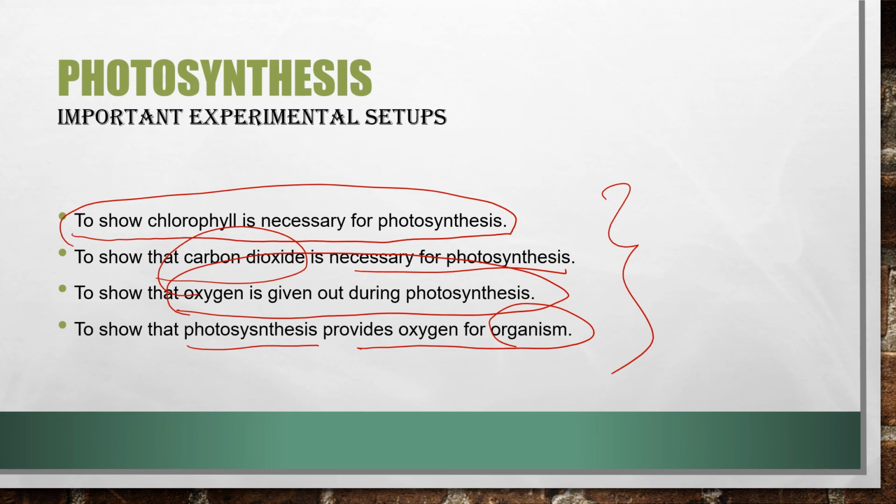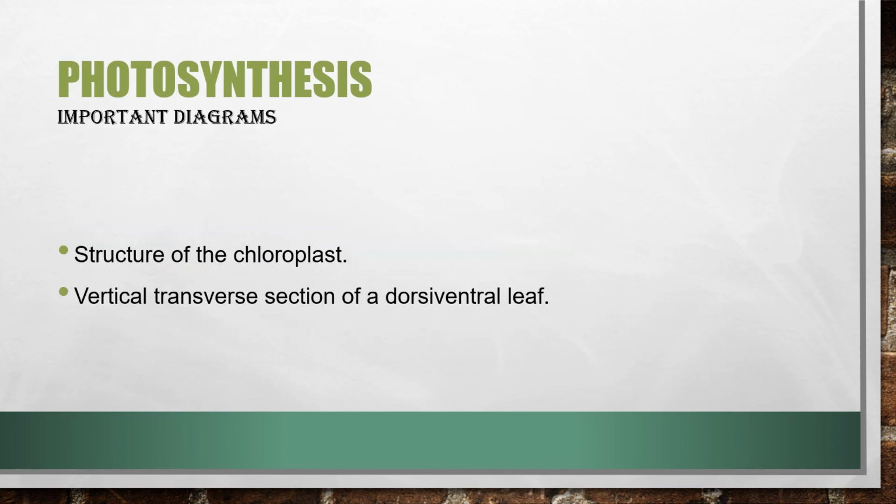Please go through them properly, revise, learn each and every step, so that when you get any of these in the exam, it will be very easy for you to answer. Now next part, important diagrams of photosynthesis. First one is the structure of chloroplast, and second one is the vertical transverse section of a dorsiventral leaf. So this is all for basic biology and plant physiology.